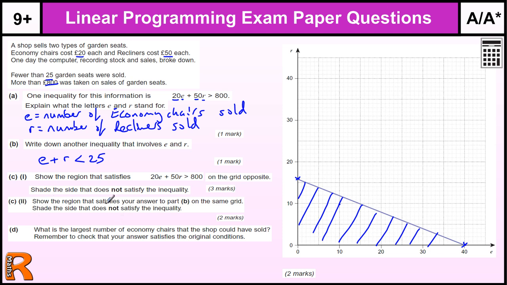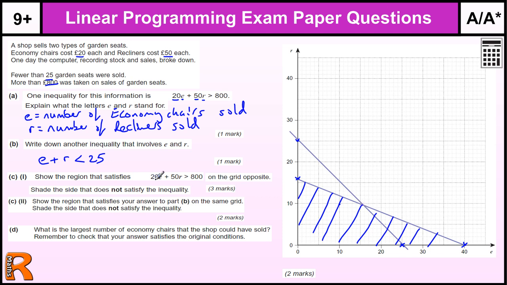The next one: show the region that satisfies your answer to part B, E + R < 25. So if we plot E + R = 25, which is going to be at 25 and 25, because when we cover up the E, R equals 25, and when we cover up the R, E equals 25, that is the line we need to plot. And that looks like this.